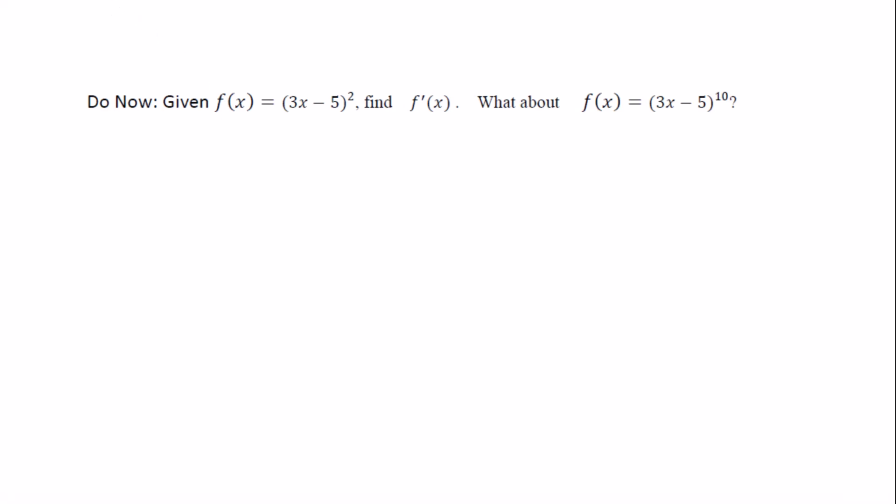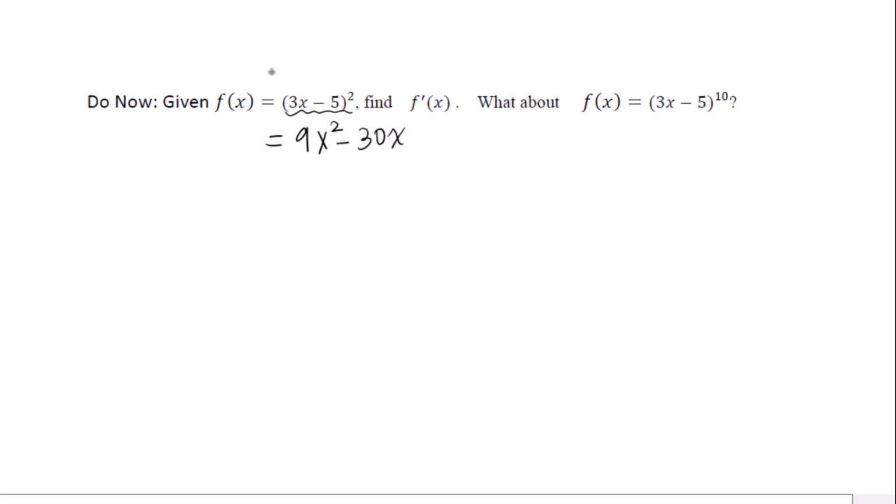Since we already learned the power rule, we need to expand this first. We get 9x squared minus 30x, because 2ab, 3x times negative 5, then multiplied by 2, then plus 25. Therefore, f prime of x equals, by the power rule, 9 times 2 is 18x minus 30.